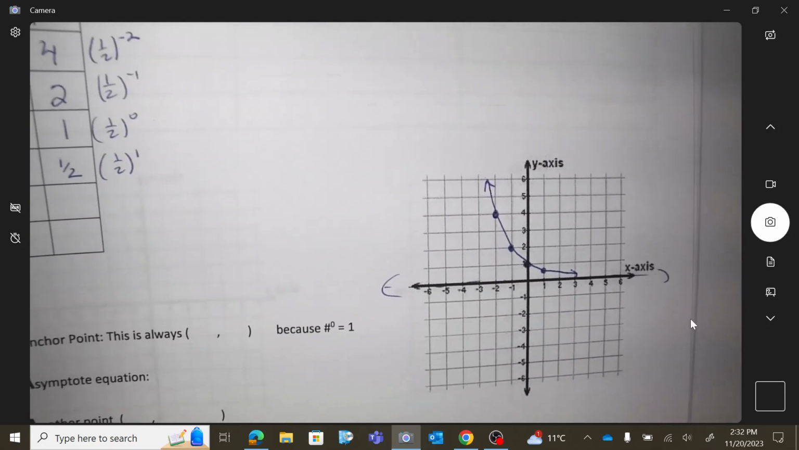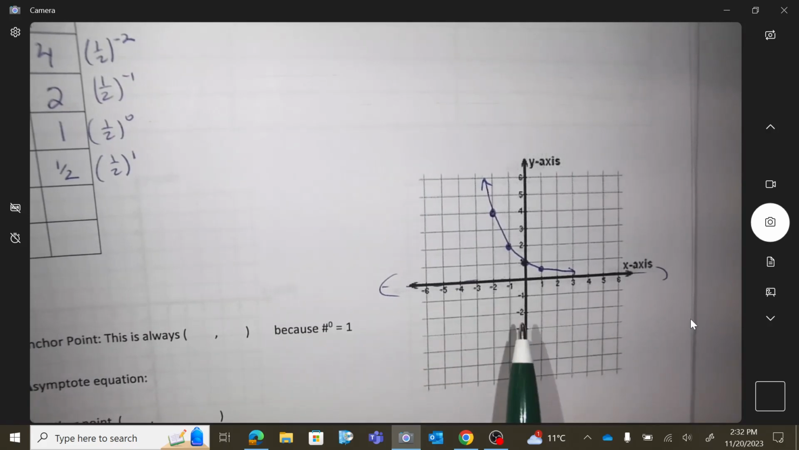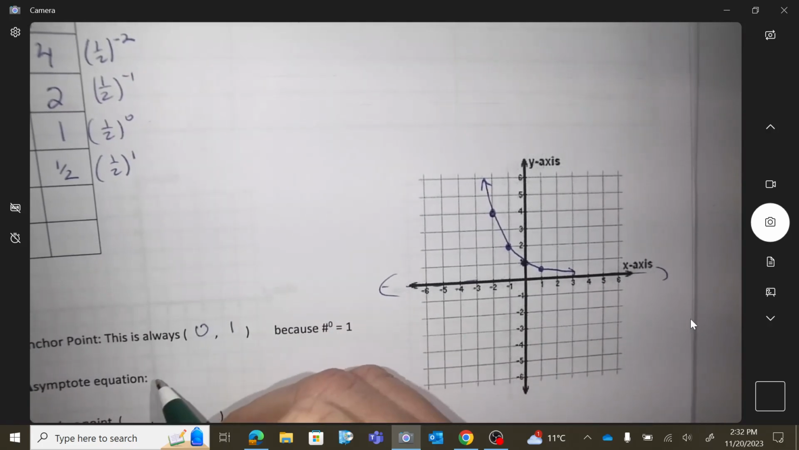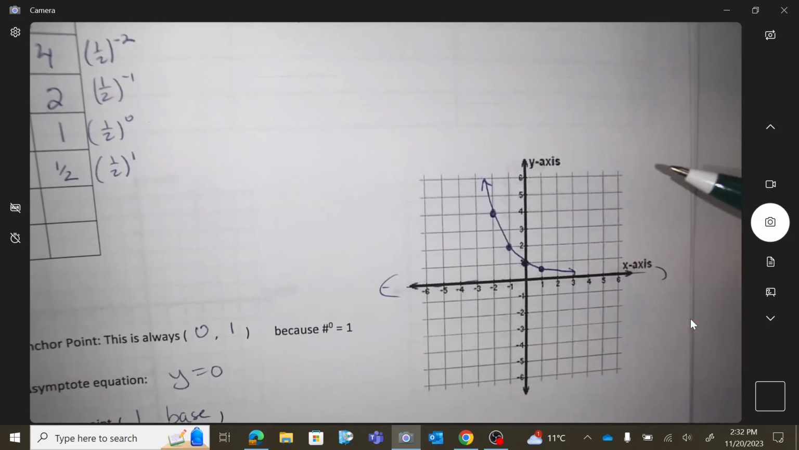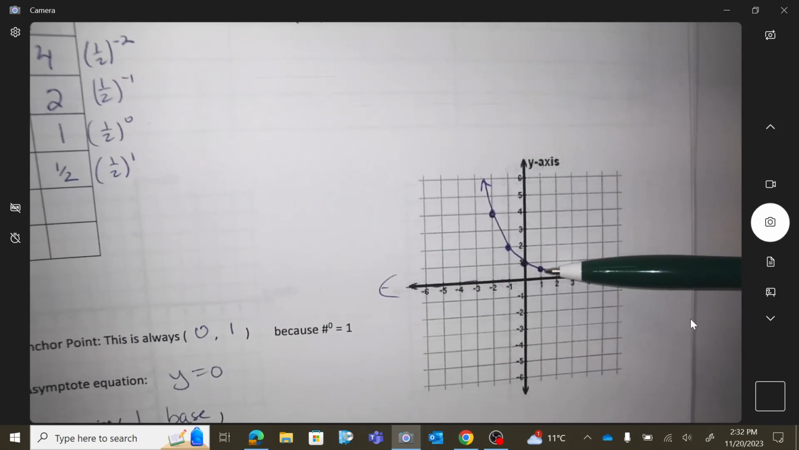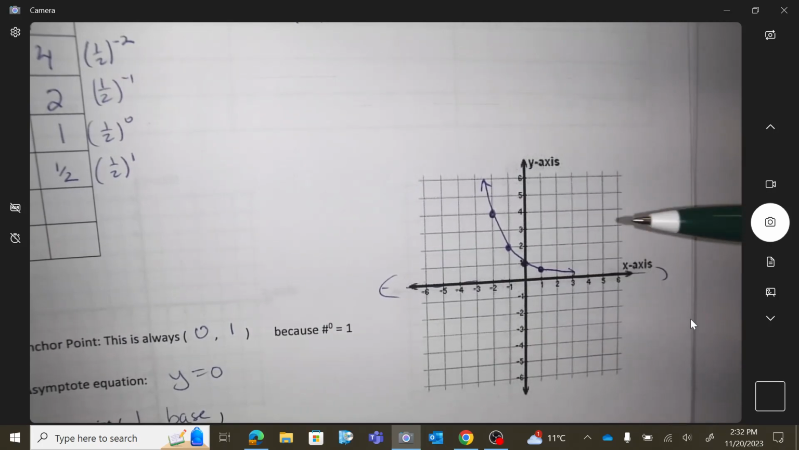But we still kept to our rules. We still had 0, 1 as the anchor. We still had a y equals 0 asymptote. And we still had a coordinate 1 comma the base, which is 1/2.